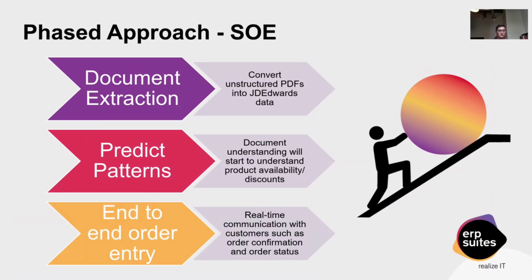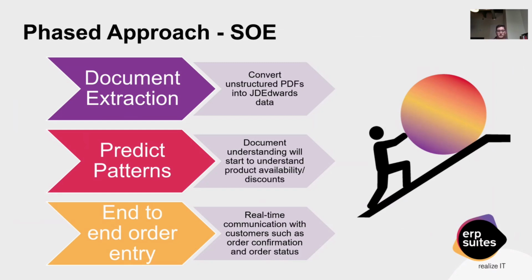Predicting patterns. Document understanding will start to understand product availability, discounts from customers, right? Maybe some price breaks, some different things might change. It will start to understand the customer's history and start to make insights off of that and provide some predictability there after automation.